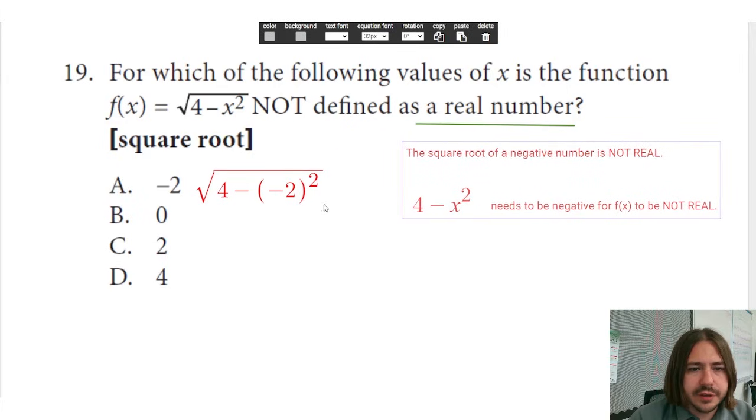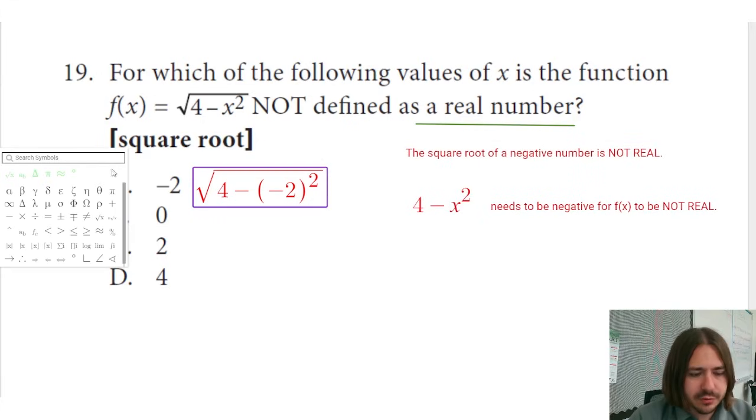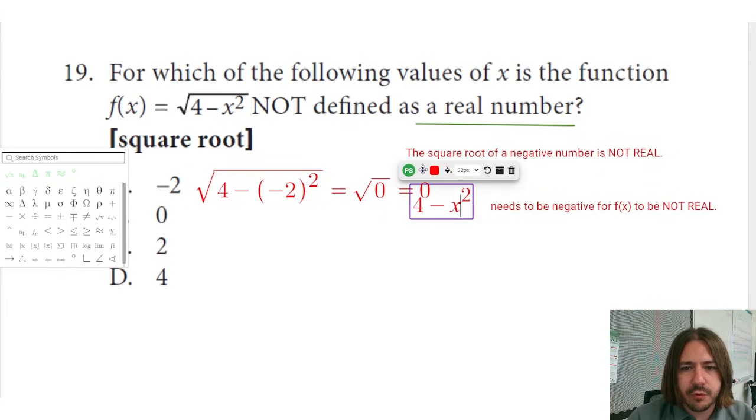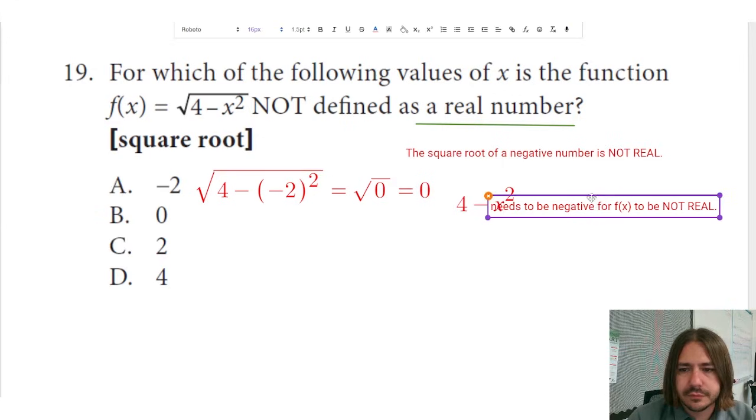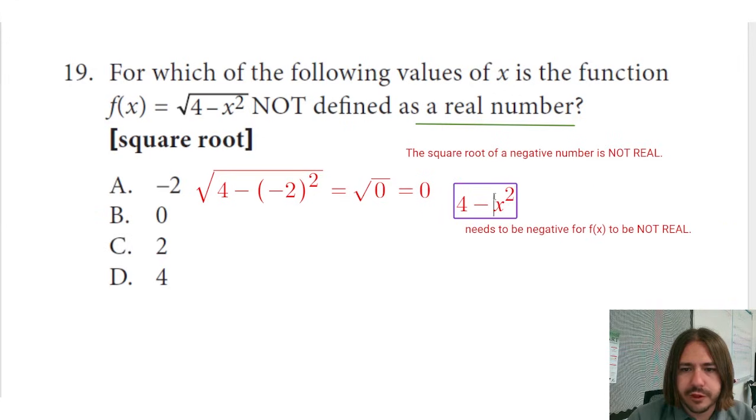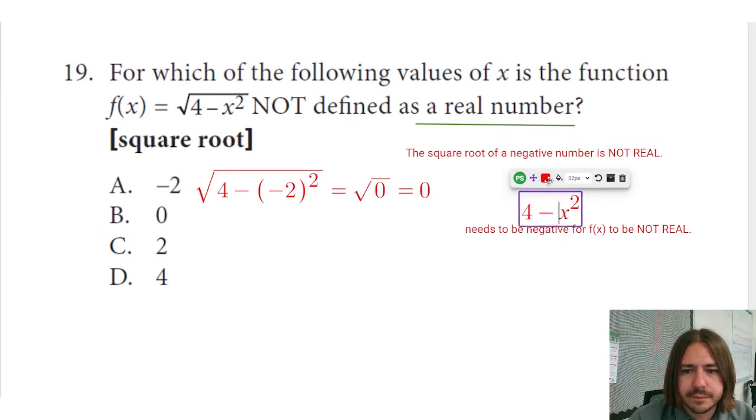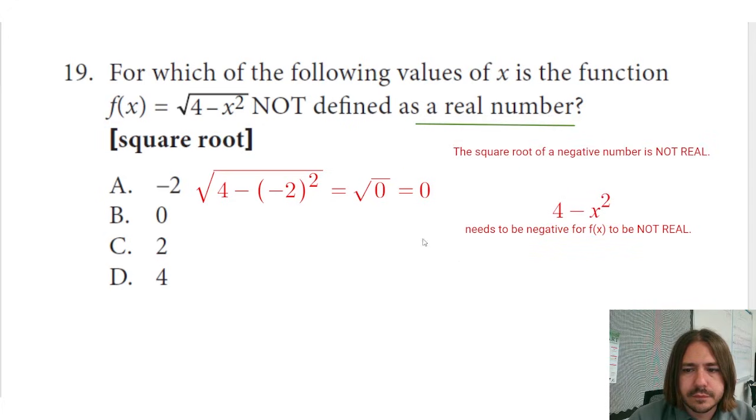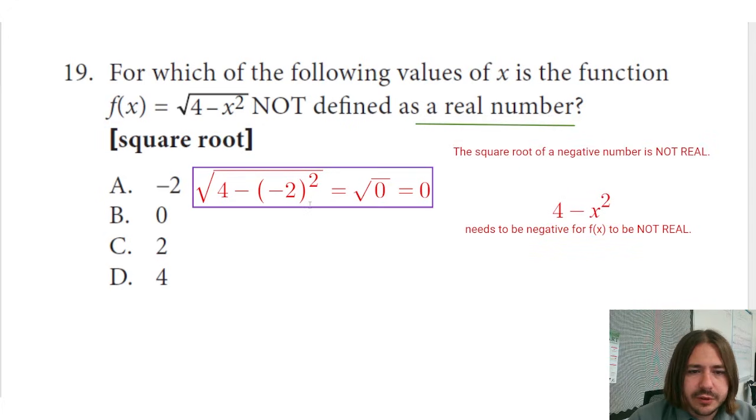Let me move this over a little bit. So this thing is just going to equal the square root of 0, which is just 0. And 0 is on the number line, so it is real. That is not going to be our answer. I'm going to move this over a little bit here for you, it gets too crowded in here.